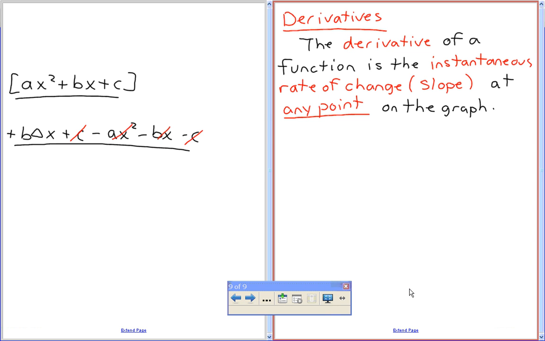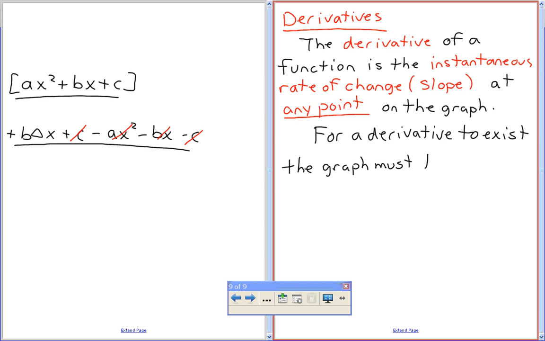For a derivative to exist, the graph must be continuous at that point. And we're going to talk about continuity tomorrow.